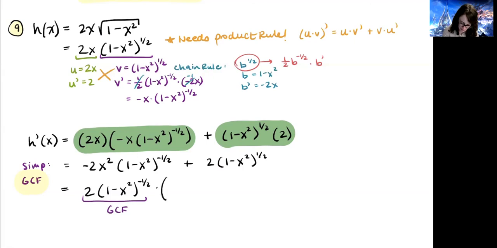All right, so what we have left over, well, we took out a 2, so there's going to be a -1 left. We're still going to have x squared. And we factored out that (1 minus x squared) to the negative 1/2. Okay, then we'll add. We factored out a 2. Now we have to figure out what's left over here.